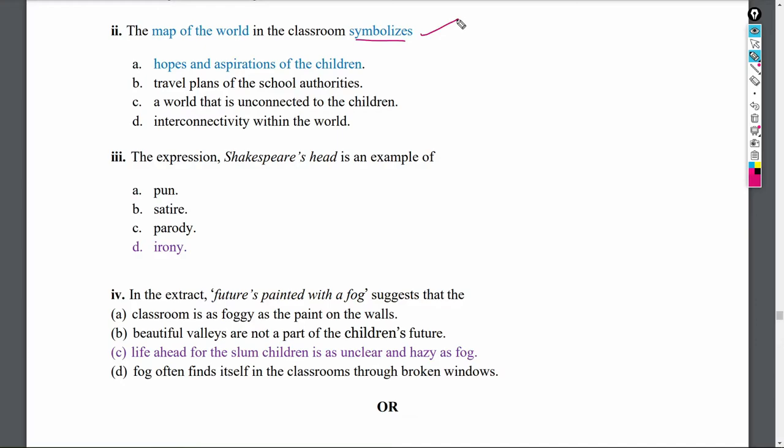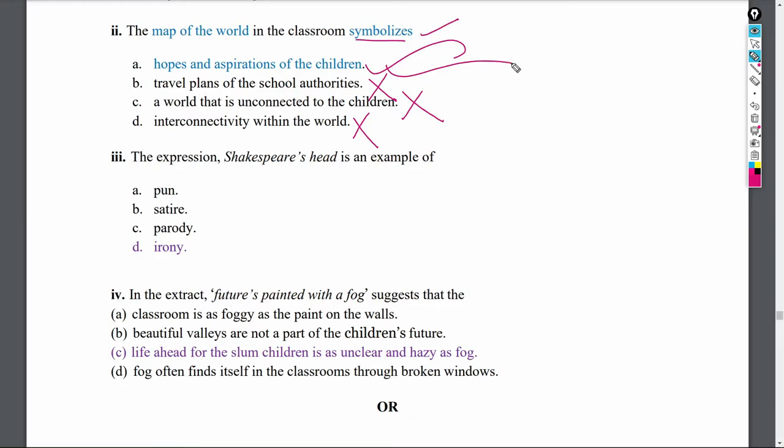Okay, it talks about what, it talks about some of the aspirations. Therefore let us see the option: interconnectivity within the world, a world that is unconnected to the children, travel plans to the school authorities, no hopes and aspirations of the children.